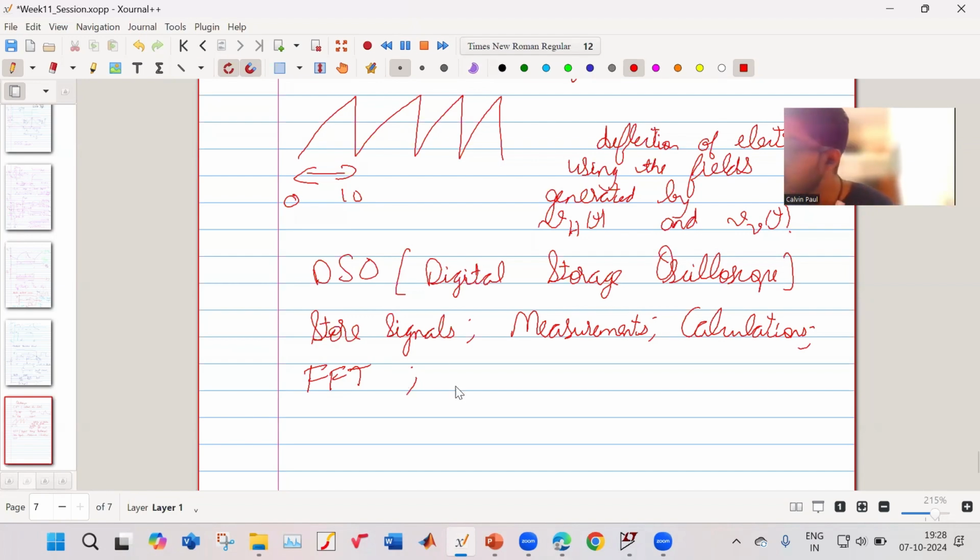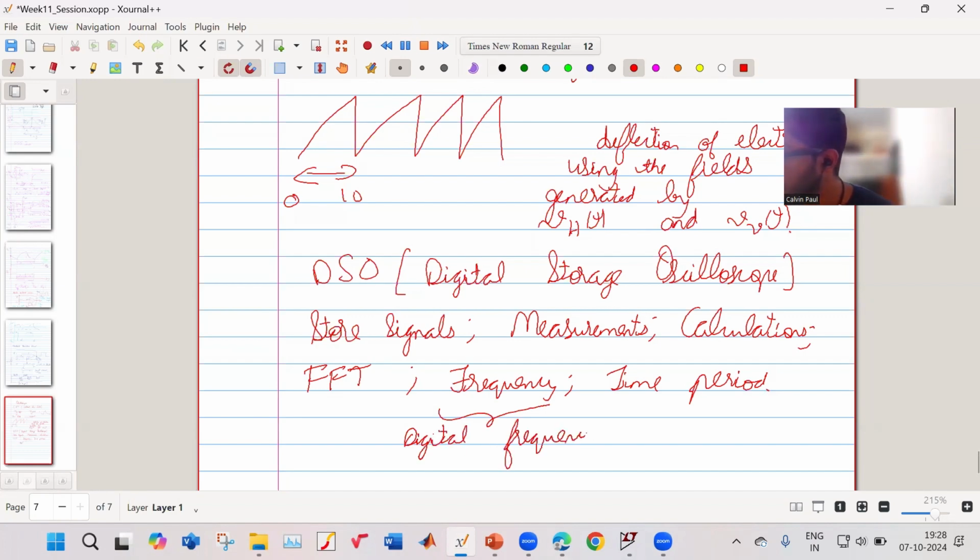It can also measure the frequency of your signal. It can measure the time period of your signal, right? You guys studied, na? We used something known as a digital frequency meter. All those concepts which we studied, all these electronic calculations, DSOs have. Not all DSOs will have everything, but most DSOs will have a reasonable amount of mathematics. It can show the RMS value, the mean value, and the DC value of your signal. So this is something that is there in your DSO.